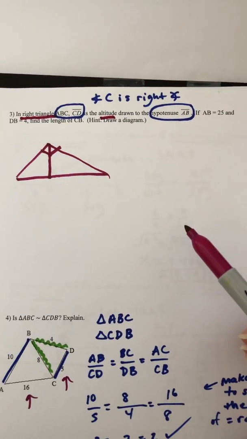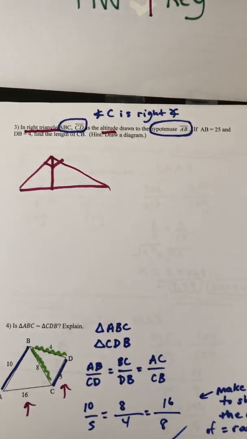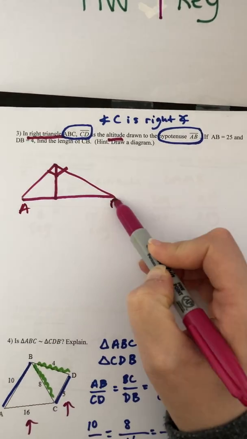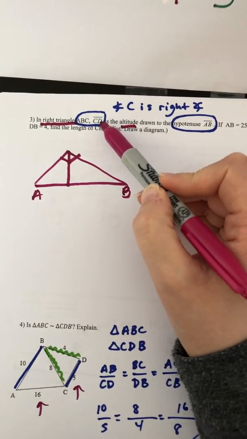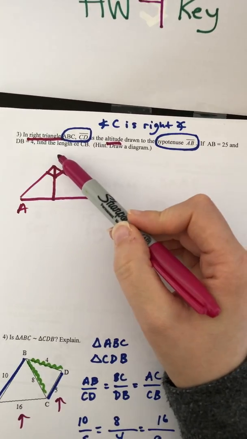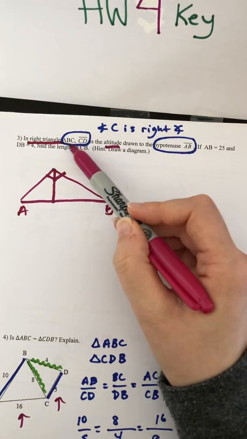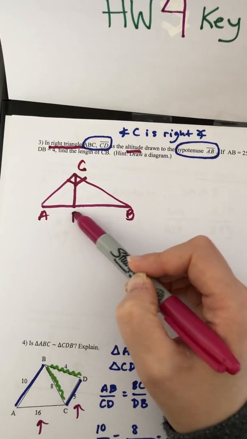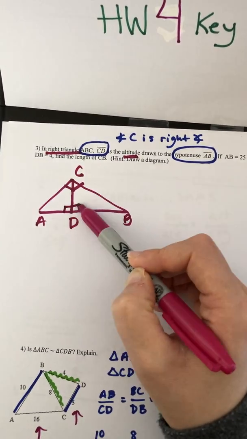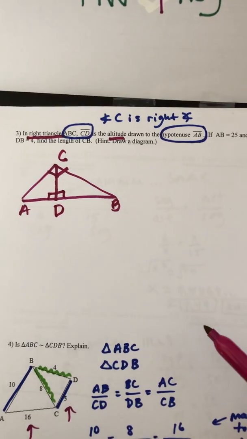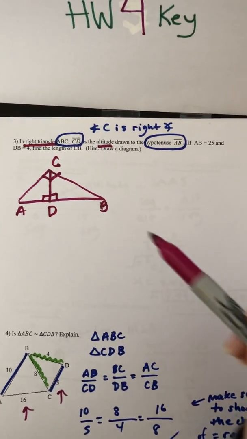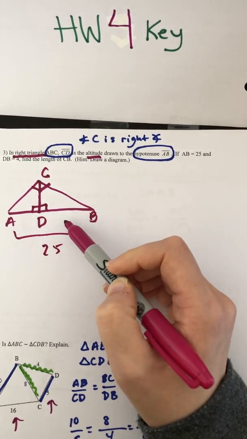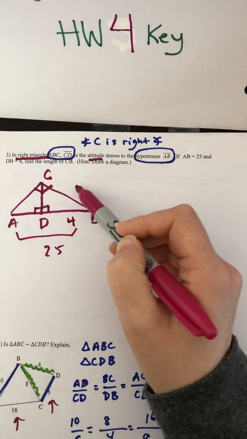Okay, so now we have to be very careful with how we label it. The hypotenuse has to be AB, so this is the hypotenuse across from the right angle, AB, and then the altitude has to be CD. Well, we have to decide if C should be the top or the bottom. Well, it comes from the fact that triangle ABC is the triangle we're talking about, and D has to be the part of the altitude that makes the right angles onto the triangle. Now that we have the diagram, we can label AB as 25, DB is 4, and we're trying to find CB.